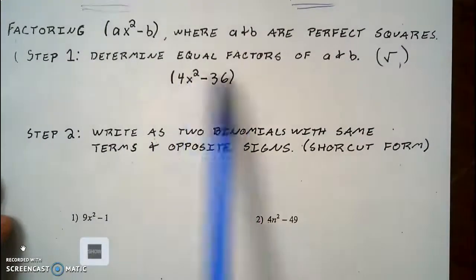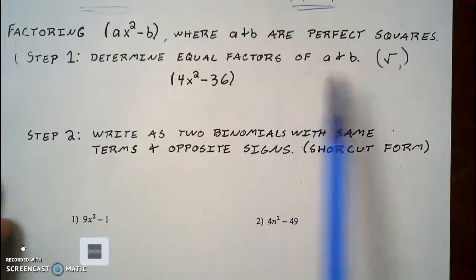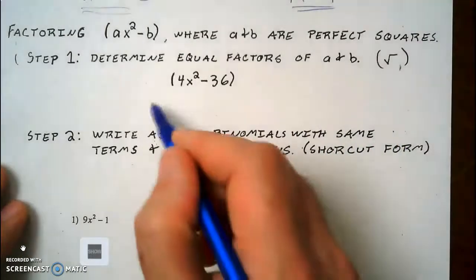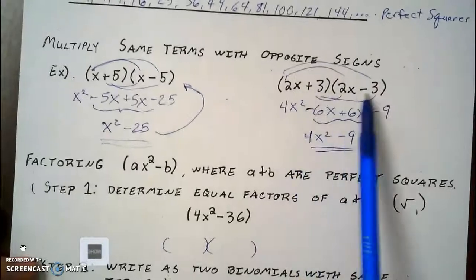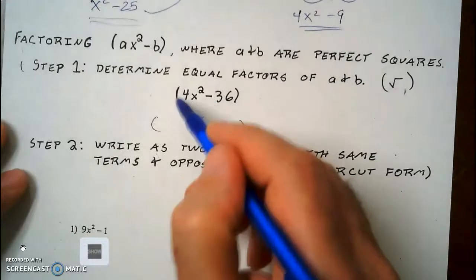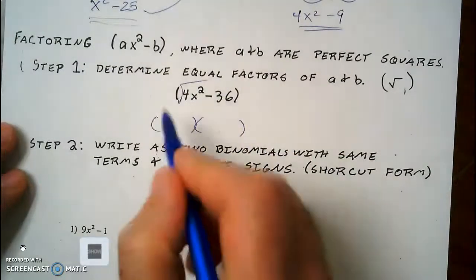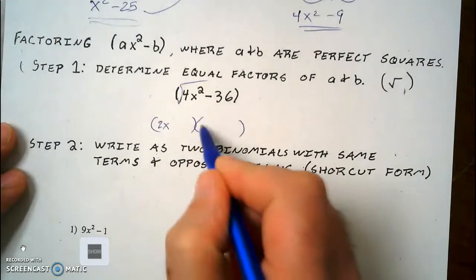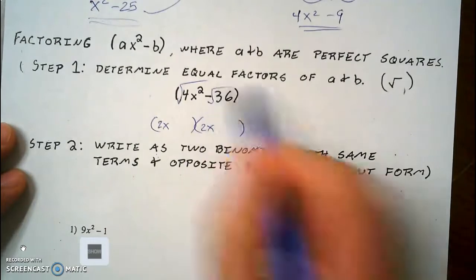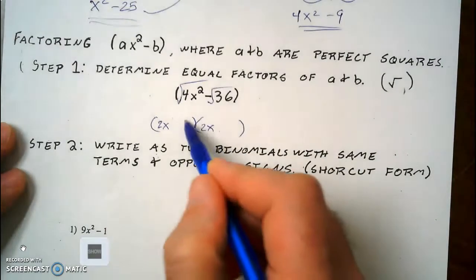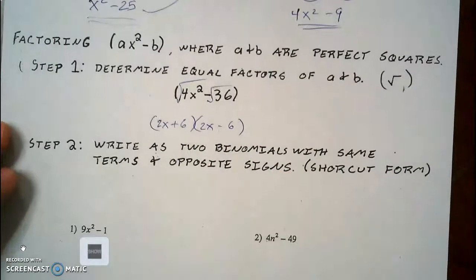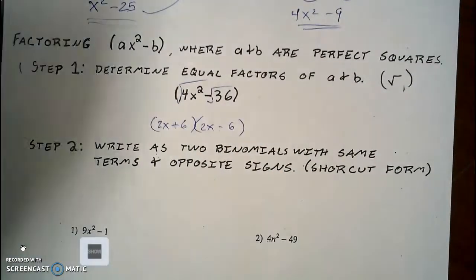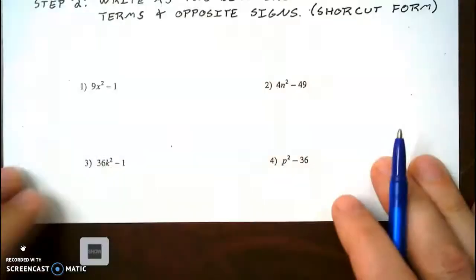It says determine equal factors. Well, how do you do that? You take the square root. Because remember, our answers have to look like these problems up here. So you take the square root of 4x squared. You get 2x. Put that at the front of the parentheses. You take the square root of 36. You get 6. You make one plus and one minus. It doesn't matter which goes first. So I only have 4 examples.